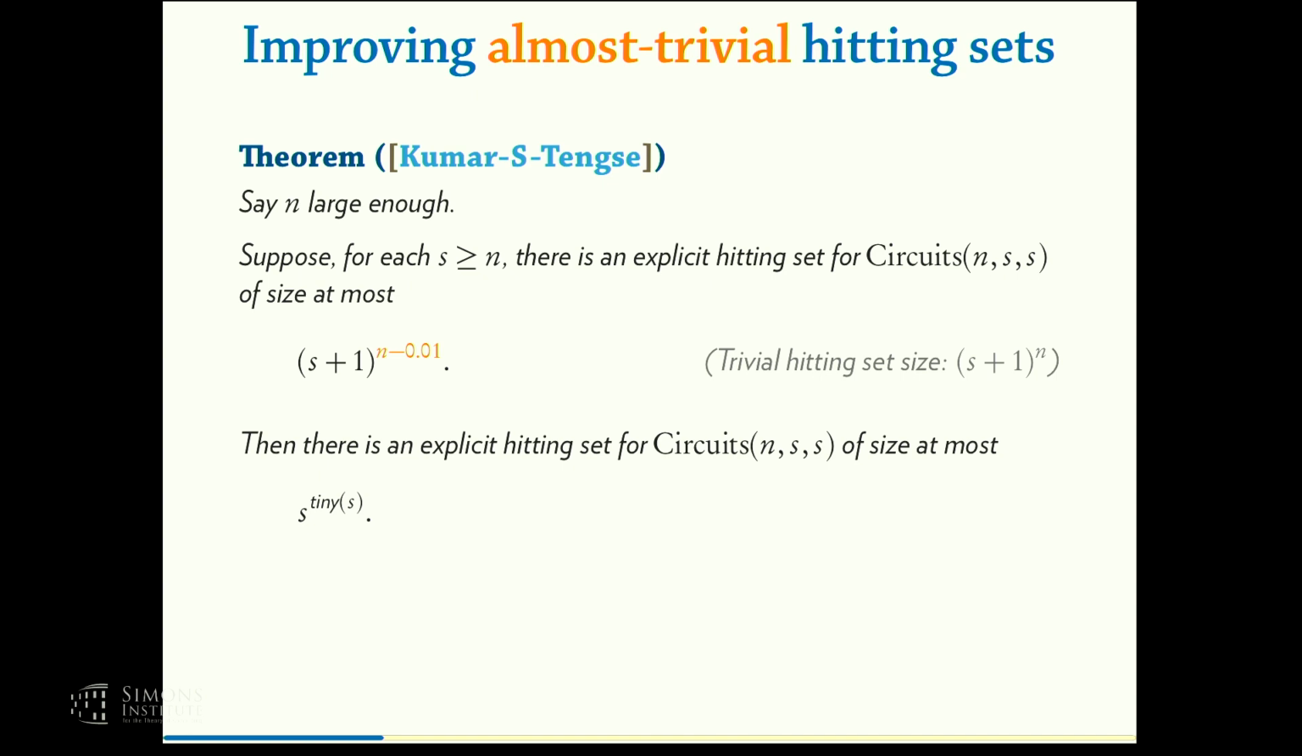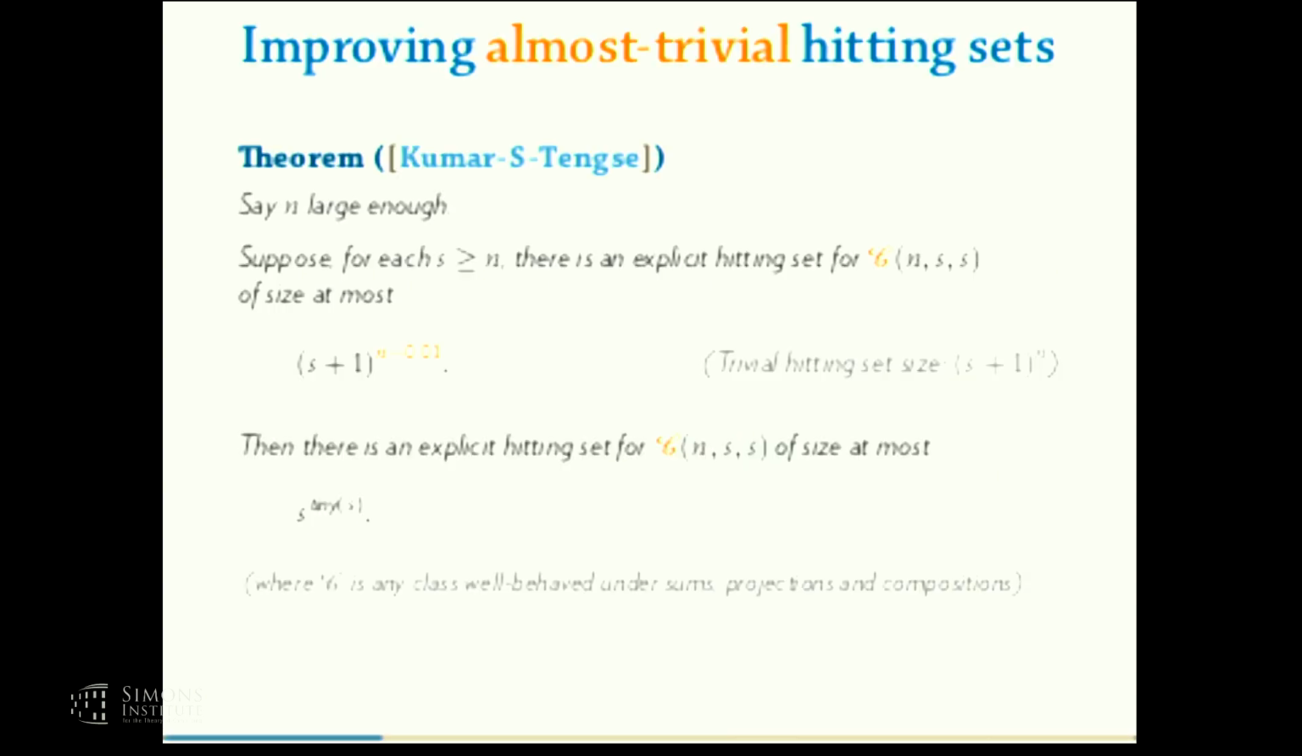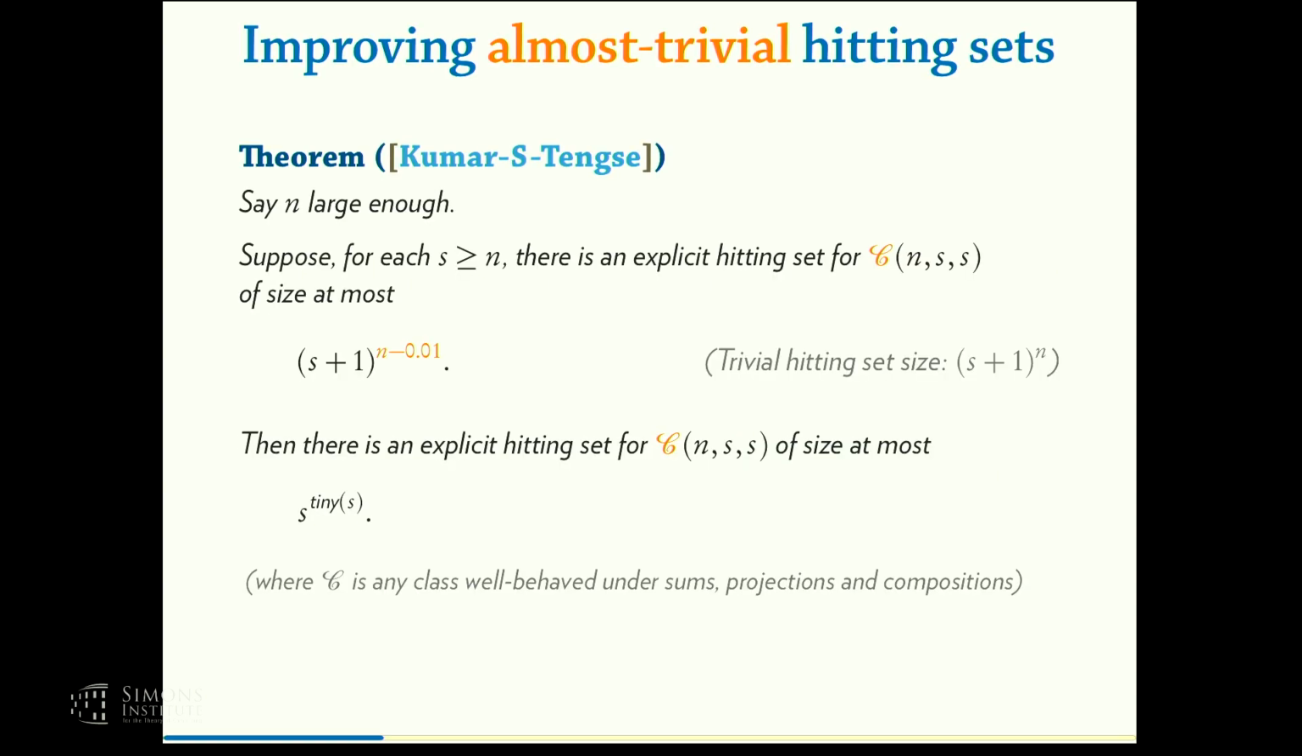Okay, so this is one improvement, which is we improve what you need in the hypothesis to get the same conclusion. Another thing that comes out of our proof is that the same result also holds if your hypothesis works for some restricted class, like formulas, or even branching programs. Basically, as long as you have a class which is well behaved under compositions, projections, sums, and so on, this result will hold.